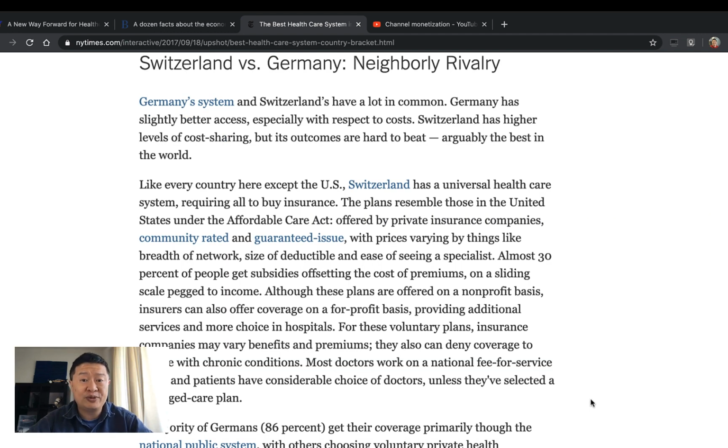Then you have the Swiss and German model. So with the Swiss model, they have a universal healthcare system that requires everyone to buy insurance. There's basically a mandate, for those of you who remember Obamacare or the Affordable Care Act. It also had a mandated insurance requirement. In the Swiss model, you have community-rated, guaranteed issue insurance plans to make sure that everyone has basic minimum care. And then 30% of people will get major subsidies to offset the cost of the premiums. Most doctors work on a fee-for-service scale, and patients have a pretty good choice of doctors.